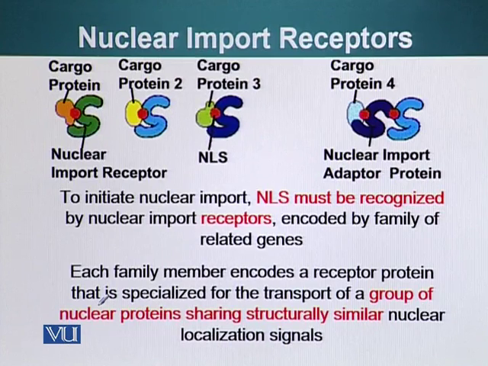these receptors are encoded by a family of related genes. And actually, we will also talk about export receptors. They're also similar, and they also come from related genes. Each family member encodes a receptor, a protein that is specialized for transport of a group of nuclear proteins sharing structurally similar nuclear localization signals. So we have various different types of nuclear import receptors that are specialized in recognizing a specific type of NLS.